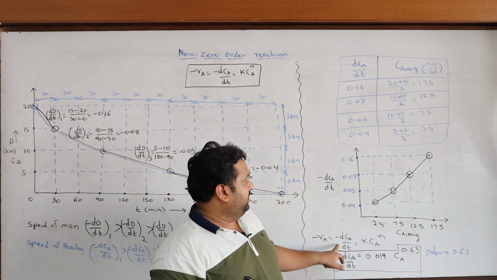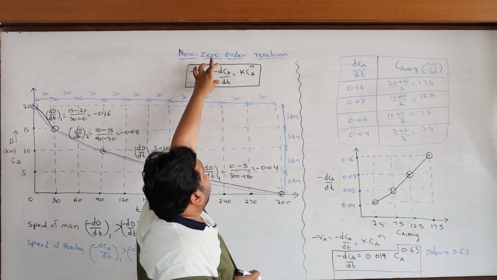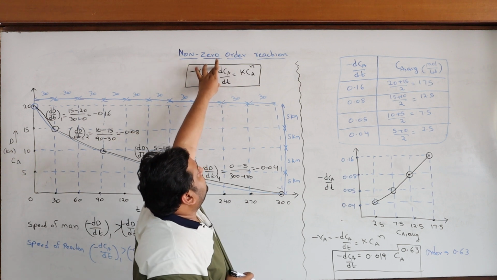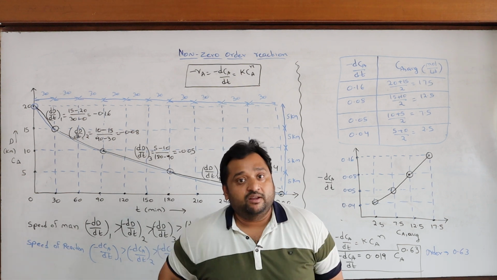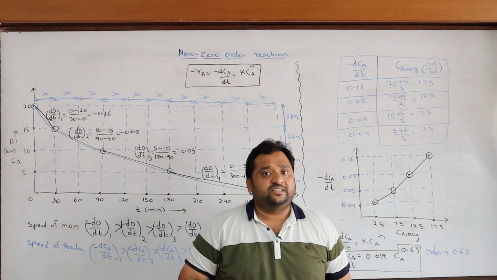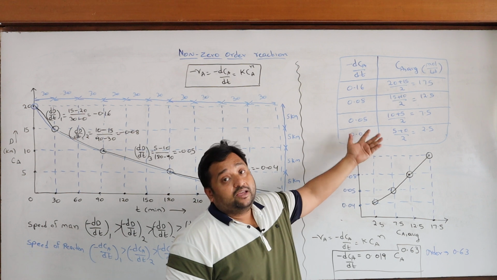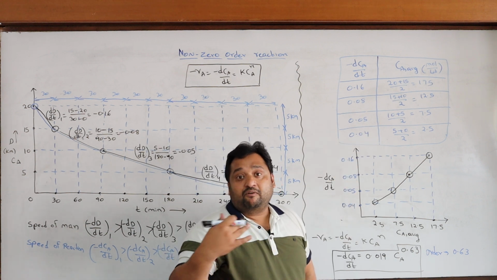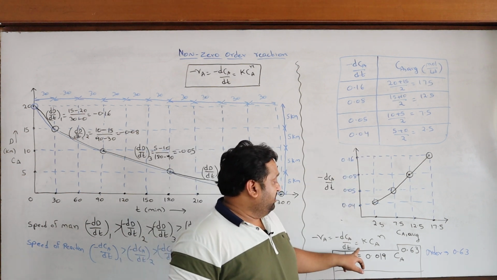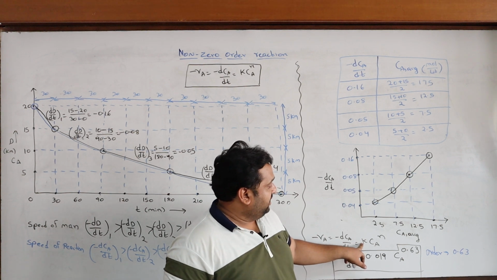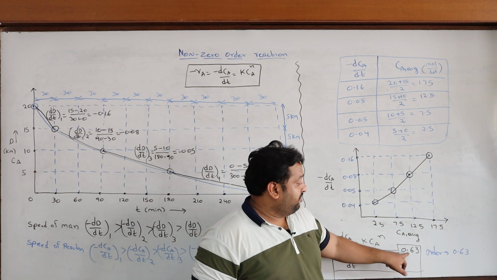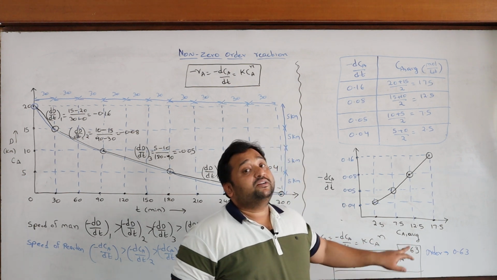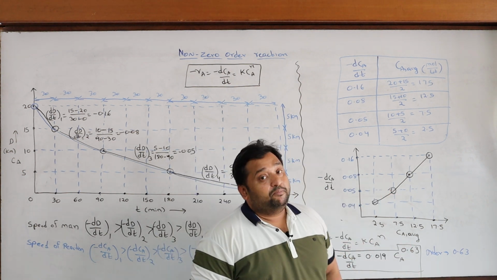Now simple, I have to fit this line, dCA by dt on the y axis, concentration on the x axis. Now I fit a power equation. Using Excel you can easily do that. Provide the data and fit a power equation for it. From the power equation I got K, the rate constant, as 0.019, and the concentration power as 0.63. This line fits this data well.